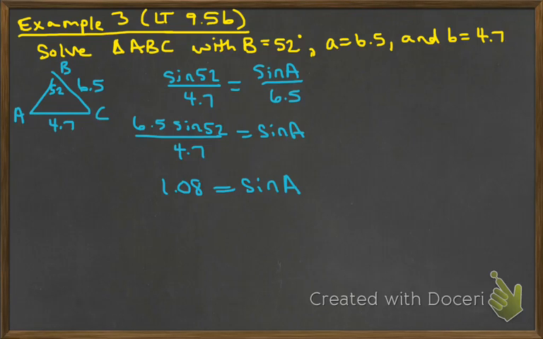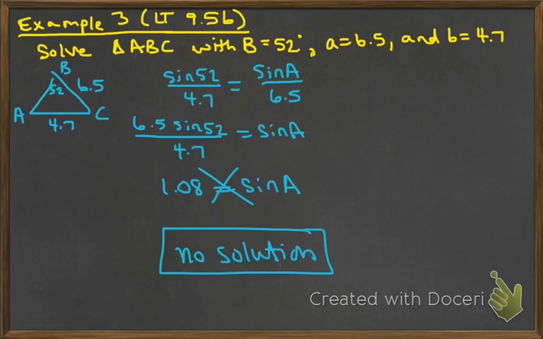And then knowing just from our basic facts of sines and cosines, they can't be greater than 1, so that means this doesn't exist, which means that there is no solution or no triangle in this case. So a triangle does not exist that has an angle of 52, one of the sides being 6.5 and the other side being 4.7.